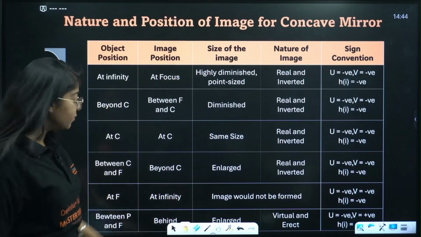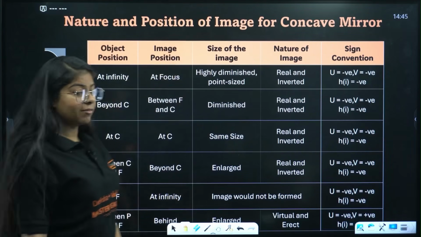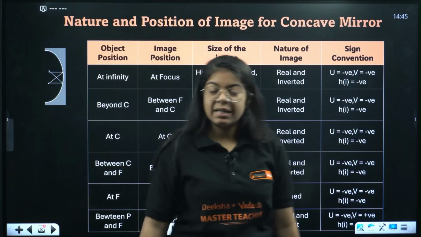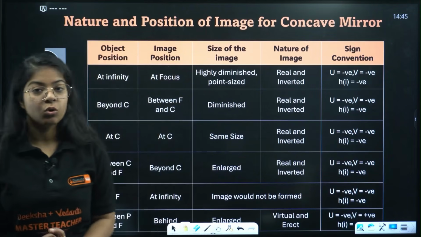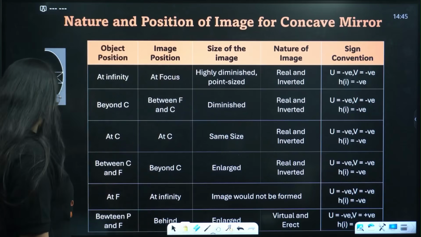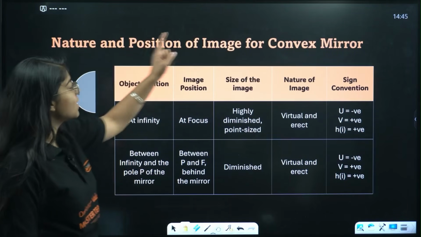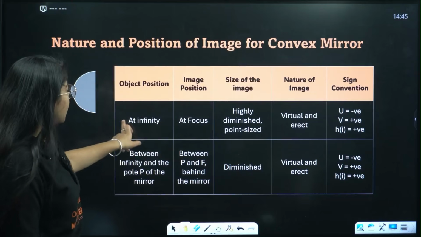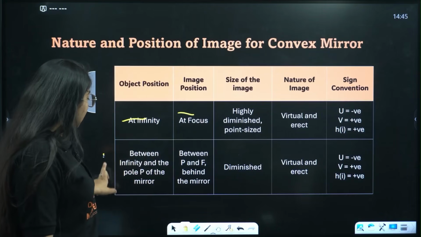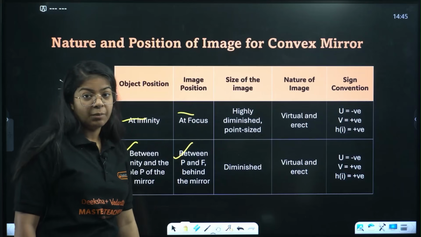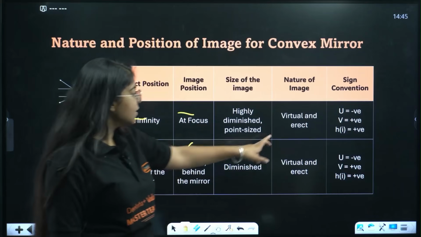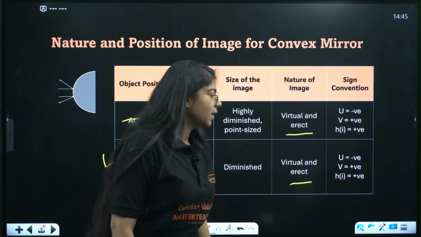You go through all of this, right? Go through all of this. I have already provided you all the PDFs of this. Everything is mentioned in that PDF, so go through it just before you go into the exam hall. This is the same for a convex mirror. Again, infinity at focus, and at any point between infinity and pole, the image will be between pole and focus. And in this, virtual and erect.